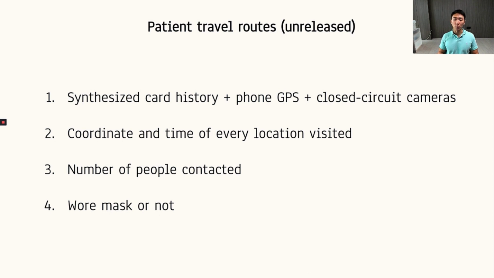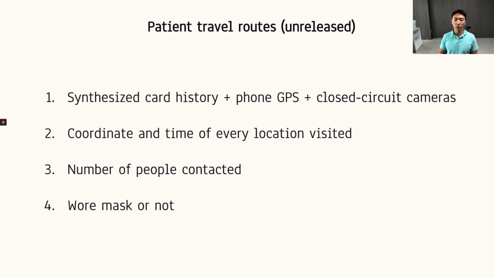Beyond the patient information, we have patient travel routes. It's data on every location that undiagnosed infected people had visited before they were quarantined. And for each location, we have the exact latitude and longitude, the date and time of the visit, the type of facility the patient visited, whether the patient was wearing a mask, and the number of people the patient came into contact with at the location. And this information is extremely precise and accurate, as it has been crafted carefully by the Korean government by synthesizing each patient's credit card history, cell phone GPS locations, and security camera footage.